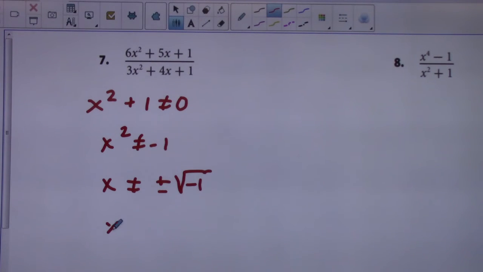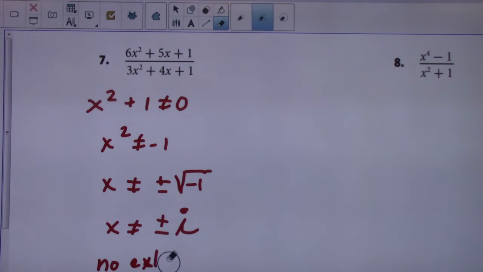Well, what it is, Tyler, remember this one. The square root of negative 1 is defined as the imaginary number, what? I. So what this means is that there's no real number. So this is no excluded values. No excluded values, and help me be able to spell it, excluded.